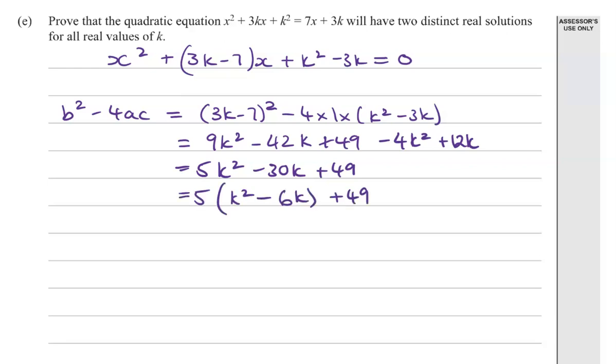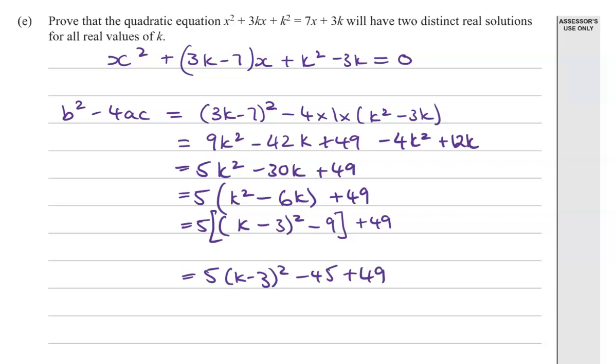So to do that, we use completing the square. So first of all, take out 5 from the k squared minus 30k bit as a factor. So you can leave the 49 alone for a second. And then we do completing the square on k squared minus 6k. So that would be k minus 3 squared minus 9 to make it equivalent. That gets times by the 5 and then added 49. Now if we tidy that up, it looks like this.